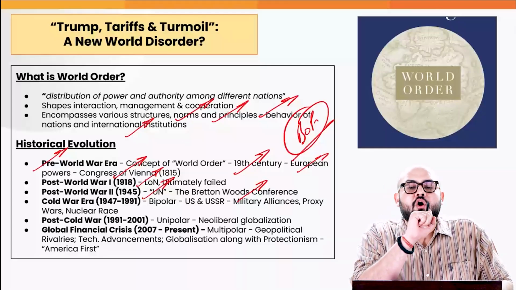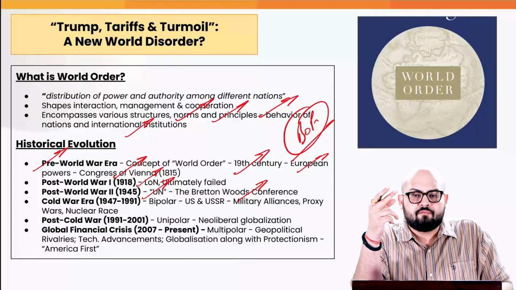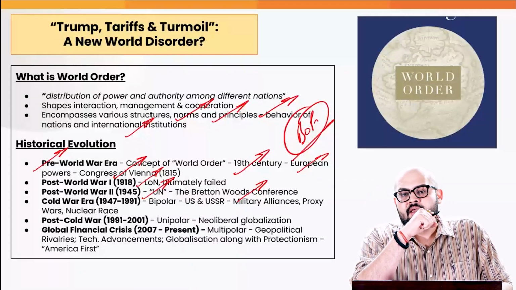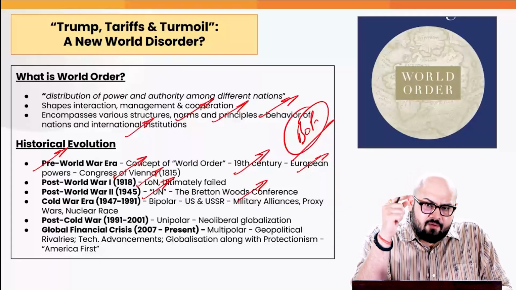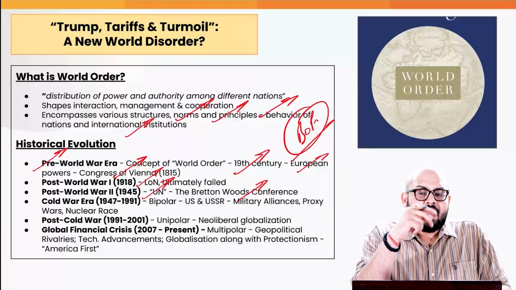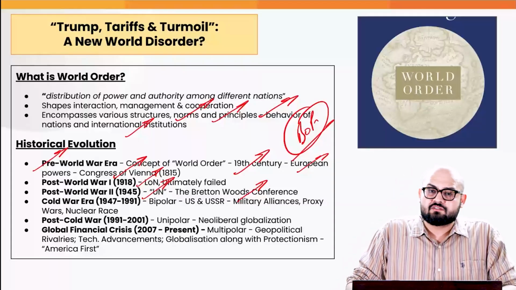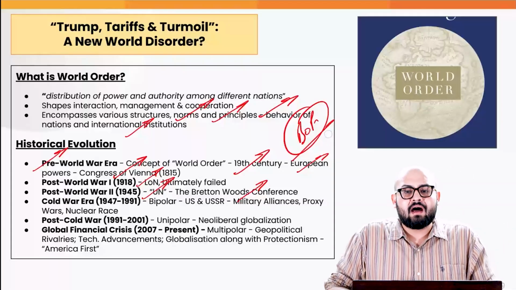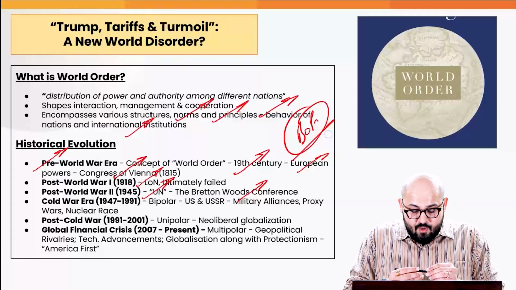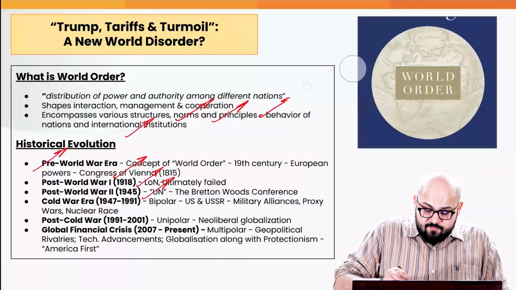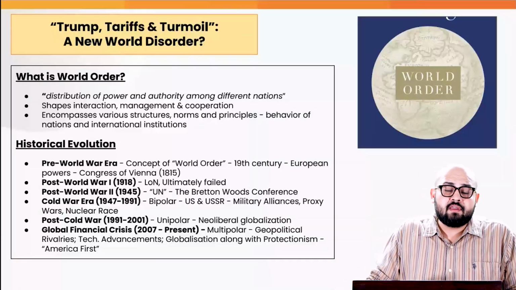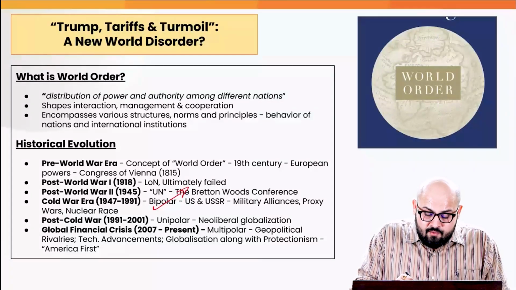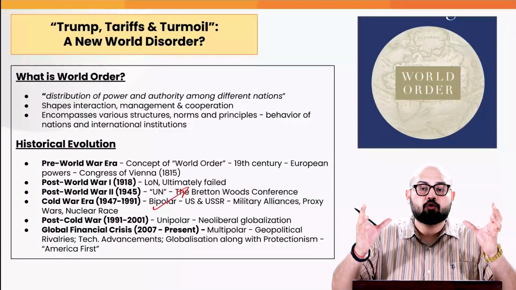Now, the Bretton Woods Conference was responsible for the institutionalization of 2 very important organizations. The very first is the International Monetary Fund, and the second is the International Bank for Reconstruction and Development, commonly referred to as the World Bank. Now, what you must understand is that from 1947 onwards till 1991, what we saw was a bipolar world order. Bipolar means 2 poles.